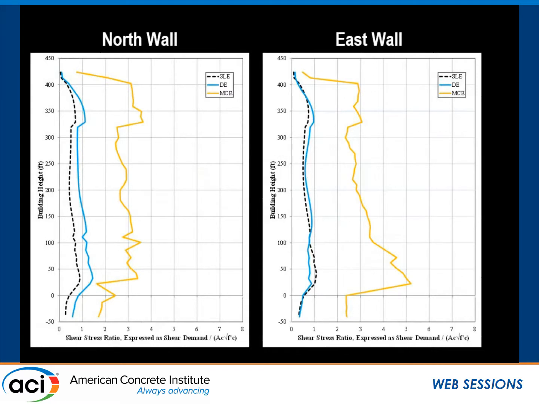Here's a comparison of the shear stress ratio for the north and east piers. I didn't include the south and west piers in the presentation because they tell the same story, but those are in the paper. In this case, the shear is expressed as a ratio of f'c, and there are a couple of observations here.